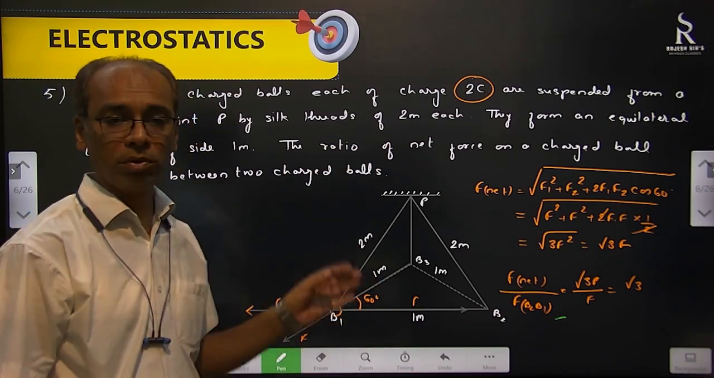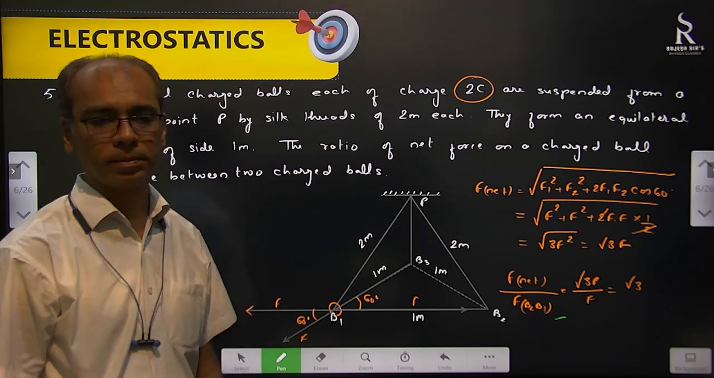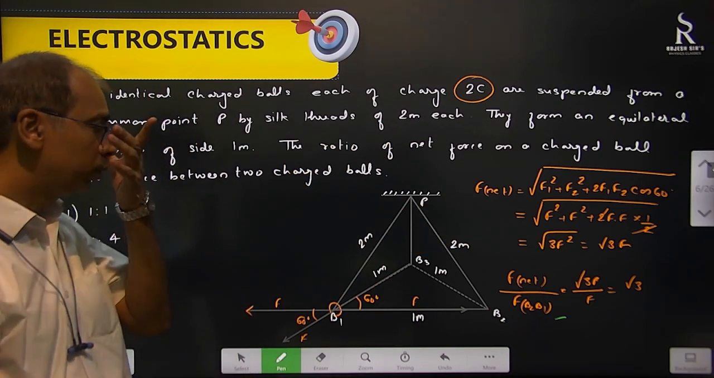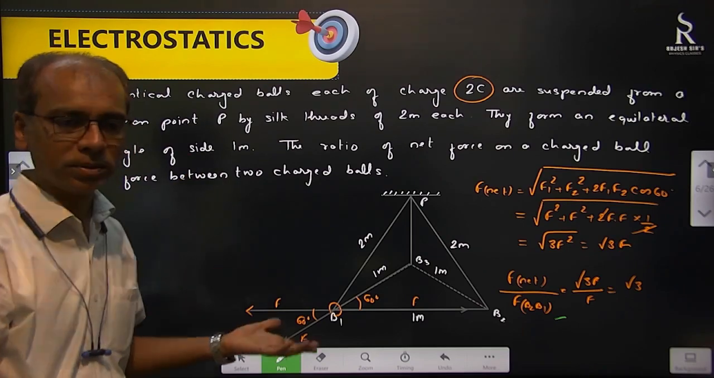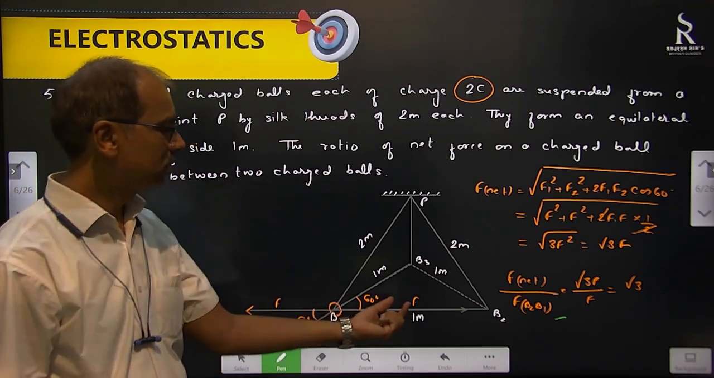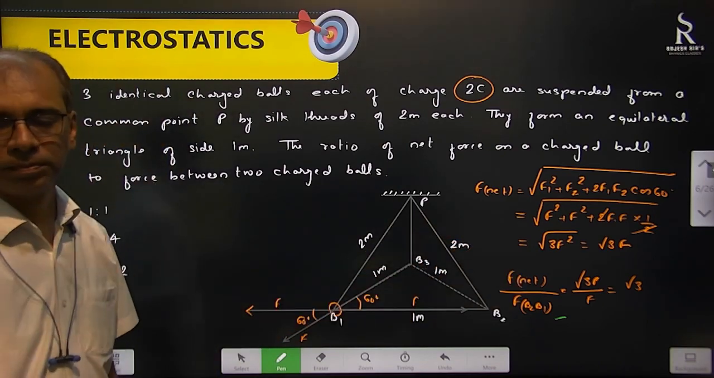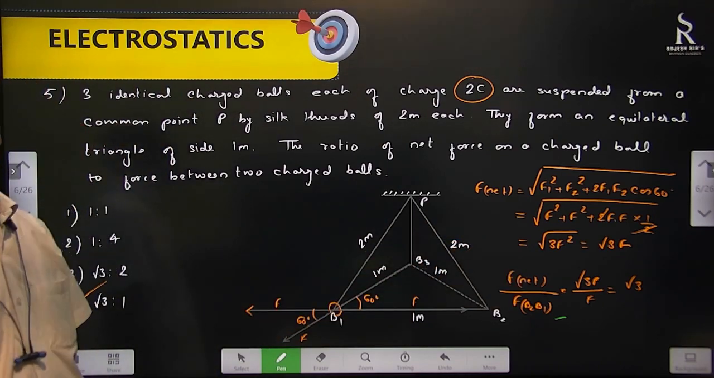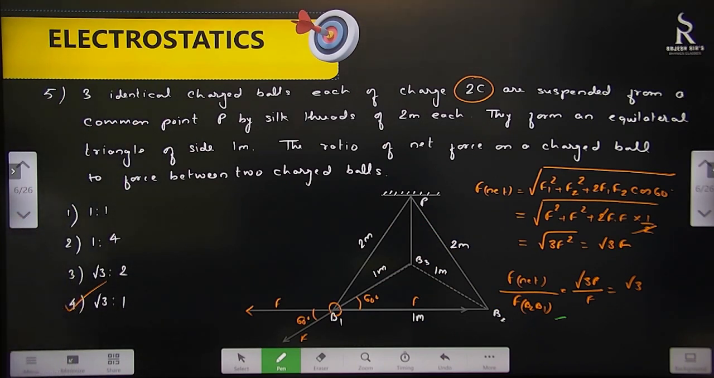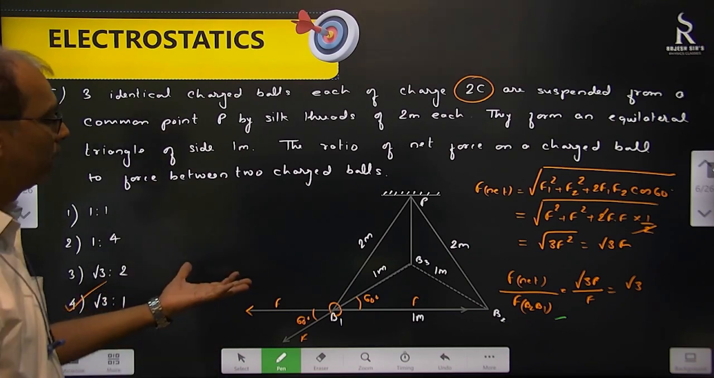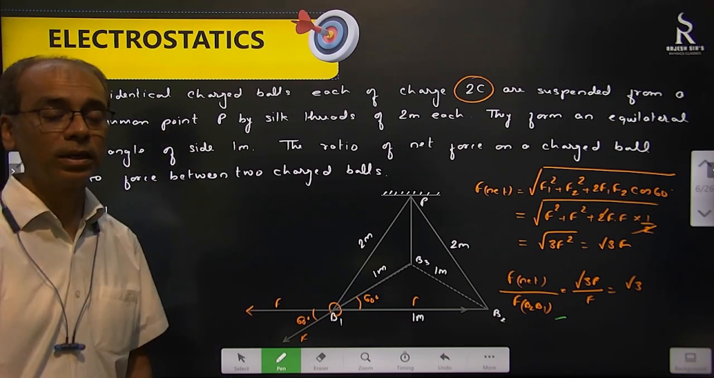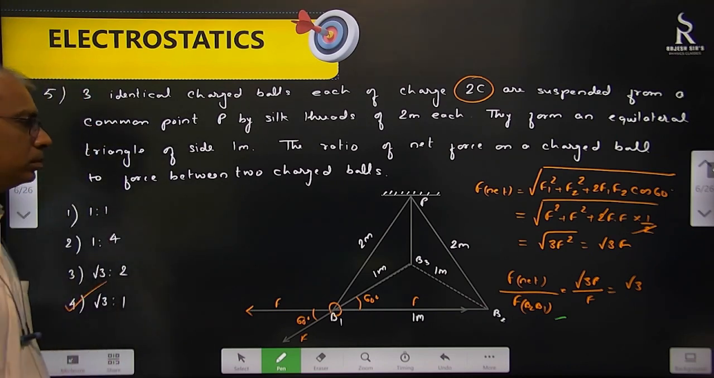You don't have to keep 2 coulomb, 1 meter and calculate how much that is. Not required. If you keep the values like this, it will become very long. Without putting the values, without doing the 1 by 4 pi epsilon naught calculation, we just assume this force is F, this force is also F, and with that itself we got the answer. Is it clear? Students, is it clear? Yes, sir. So this way you can save a lot of time. If you put in the values and calculate, it takes a lot of time. Okay, let's move.